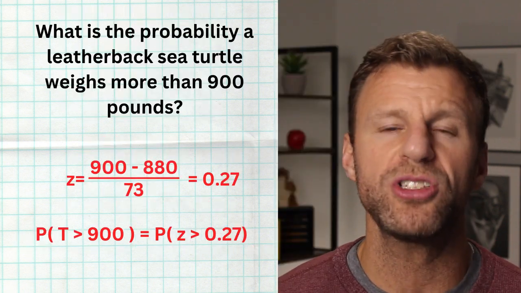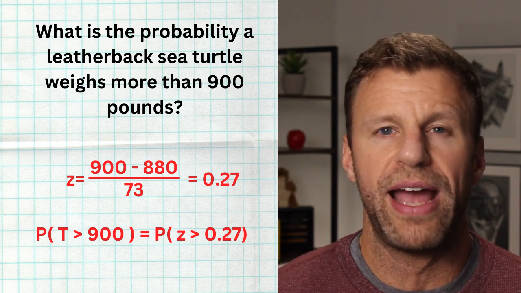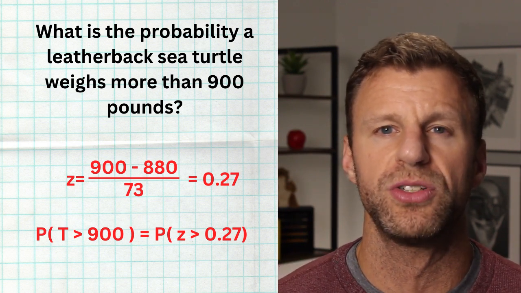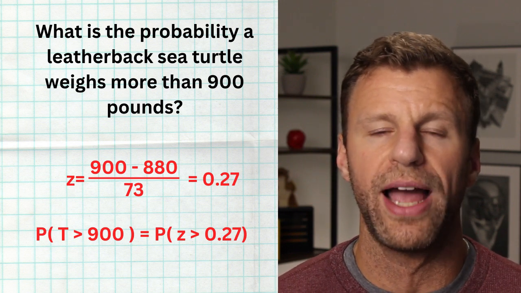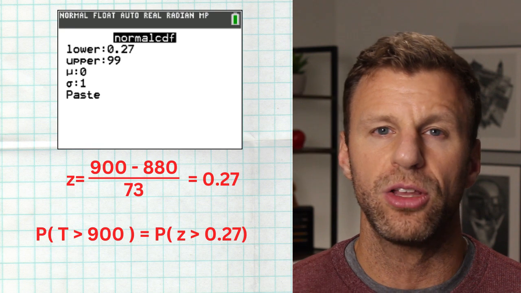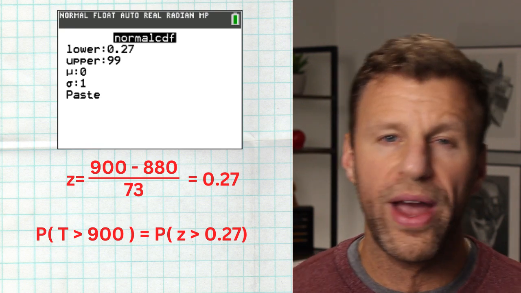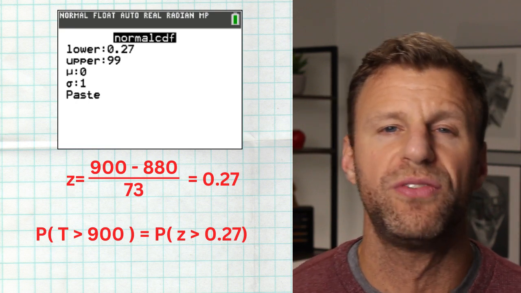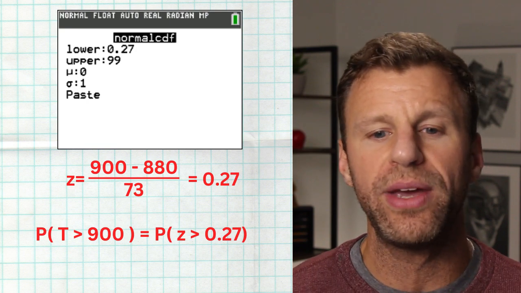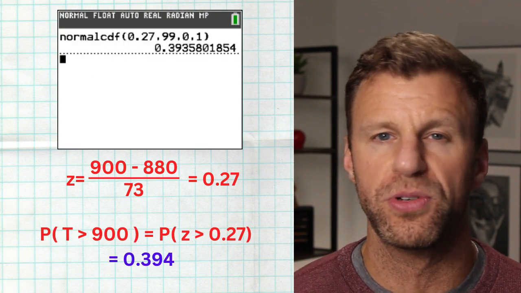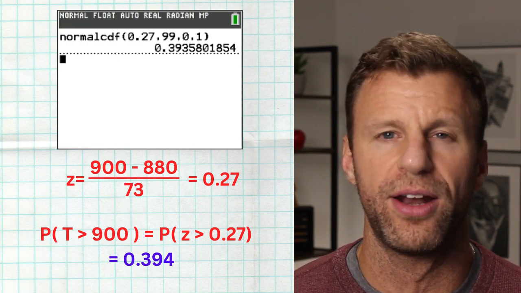One more question here is, what is the probability that a leatherback sea turtle is greater than 900 pounds? Well, we already have the z-score for 900 pounds to be 0.27. So we just have to find the area to the right of 0.27. So we're going to go to our calculator, grab normal CDF. The lower value is going to be 0.27. That's the value on the left. And we want to go all the way to the right. We don't want to just stop at 3. We want to go towards infinity. So we're going to put in a 99 as that upper value, a really big z-score. And we get a probability of 39.4%. So it's a 39.4% chance that a random leatherback sea turtle is going to weigh over 900 pounds.